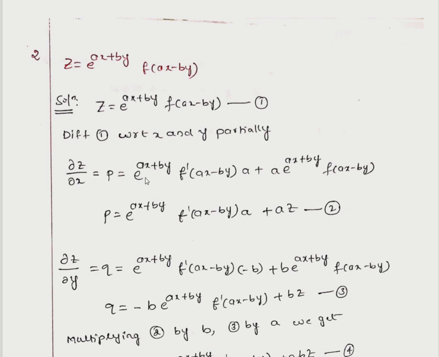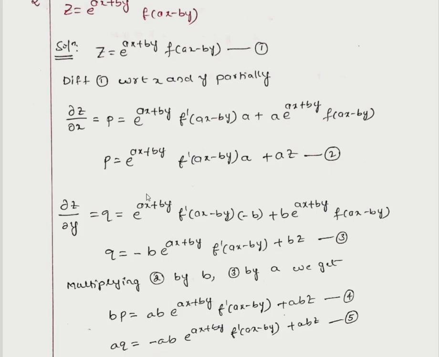Therefore e power x plus by into f dash of x minus by into a, plus here a into, this can be written as z. Here don't take any common term, you just write the remaining terms. Therefore p is equal to e power x plus by, write as it is, into f dash of x minus by into a, write as it is, plus a into, this can be written as z. What is z? E power x plus by into f of x minus by, that is a into z. Call this equation 2. Don't take any common term here, we just replace this term by z.